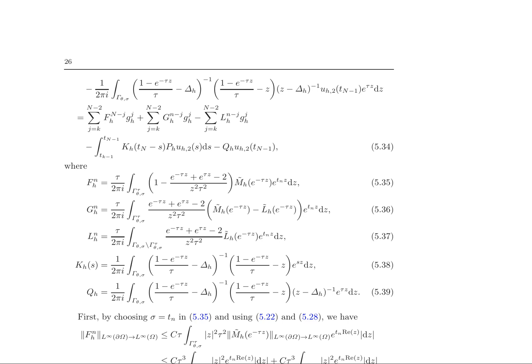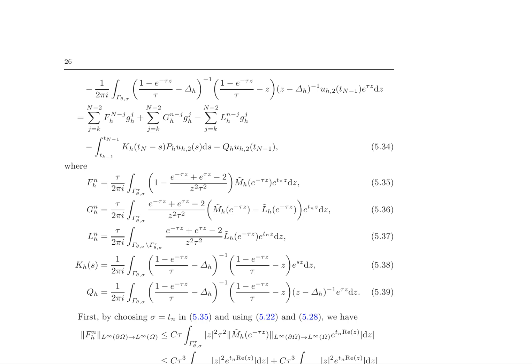In equation 5.34, a complex integral representation is presented, which is then broken down into three components: f_n_h, g_n_h, and l_n_h, as defined in equations 5.35, 5.36, and 5.37, respectively. These components involve integrals over the contour gamma_tau sigma, where the integrands contain various functions, including the exponential function, the Mittag-Leffler function m_h, and the function l_h.